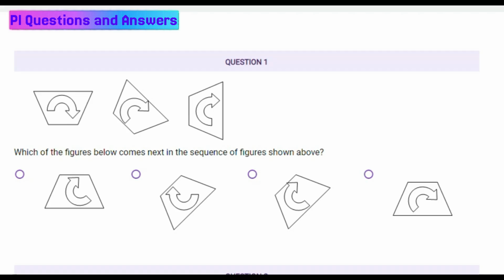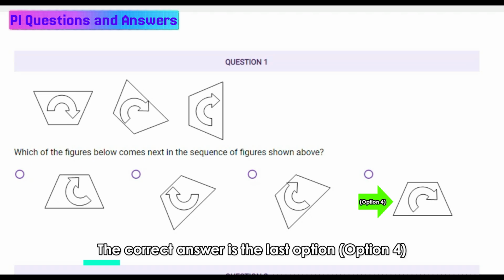Looking at the sequence. First shape, trapezium. Second shape, rotated 90 degrees clockwise. Third shape, rotated again 90 degrees clockwise. Following this pattern, the next figure should be rotated another 90 degrees clockwise, which means it will return to the original trapezium position. Correct option. The correct answer is the last option, which shows the trapezium with the arrow maintaining its relative position.